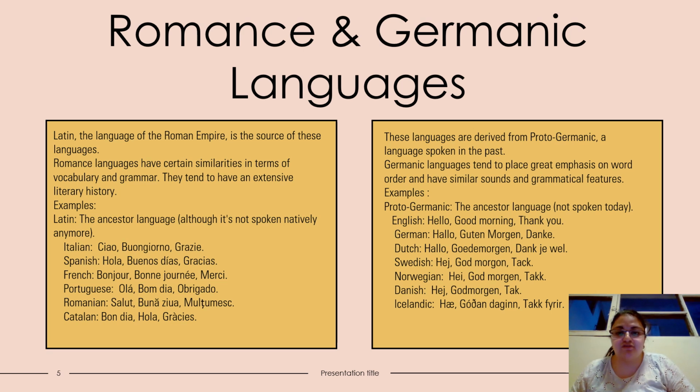These languages are derived from Proto-Germanic, a language spoken in the past. Germanic languages tend to place great emphasis on word order and have similar sounds and grammatical features. Examples: Proto-Germanic, the ancestral language not spoken today.